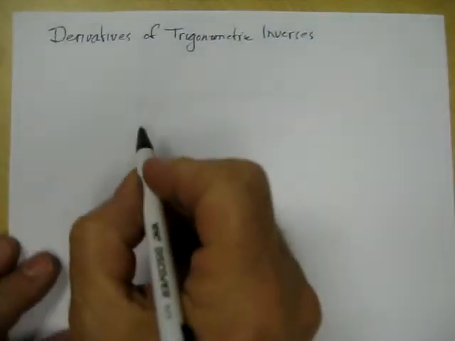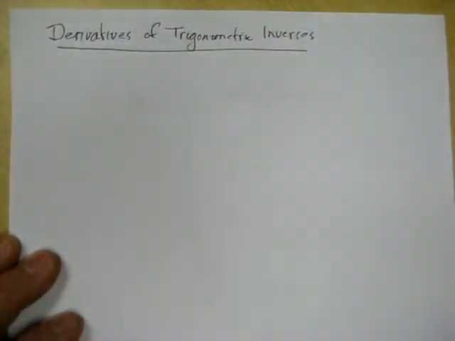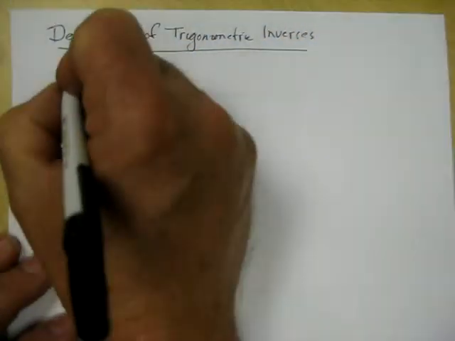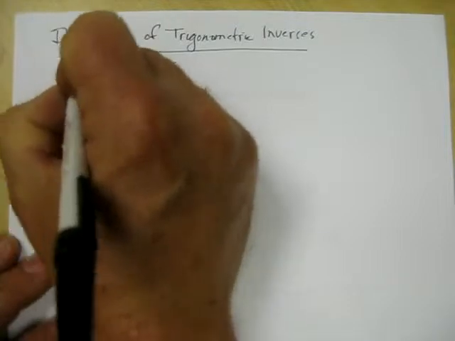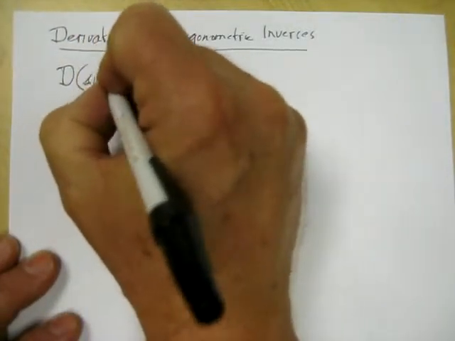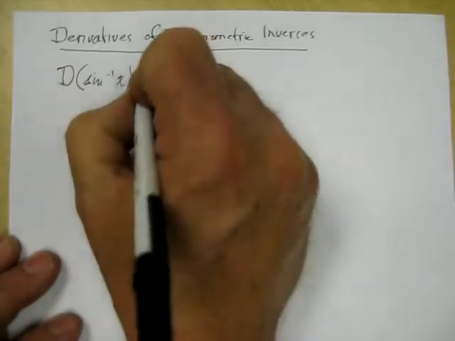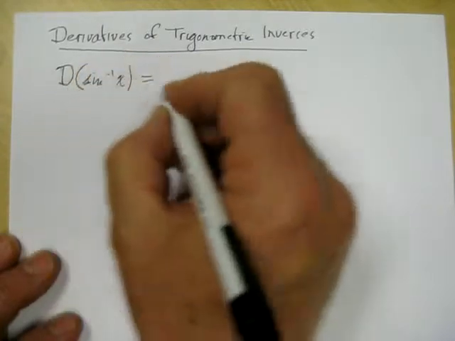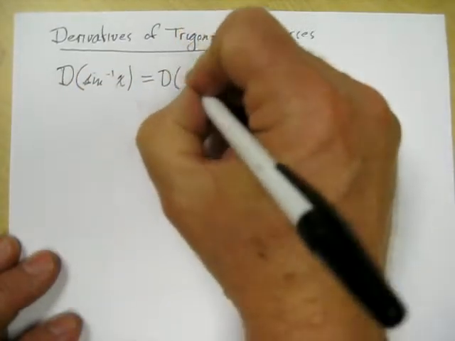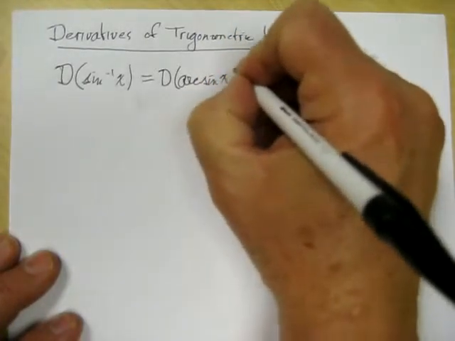In this video we're going to look at derivatives of trigonometric inverses. So for our example, let's examine the derivative of the sine inverse of x. Sometimes people use, instead of sine inverse, they call that the arcsine of x.